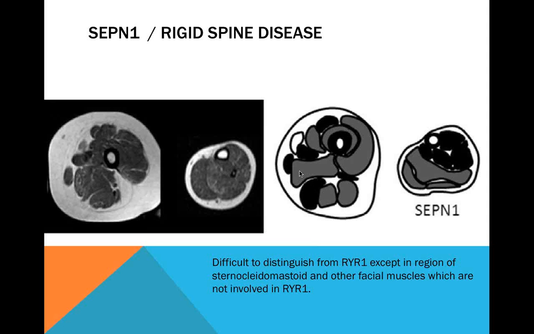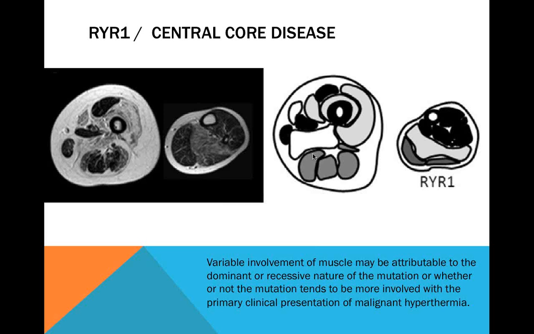One thing that we do pay attention to, in particular in SEPN1 cases, is sartorius involvement more so than gracilis involvement, and adductor longus sparing. But again, it's very difficult to distinguish this from RYR1. What you have to do is take this image into consideration with the clinical picture. So a SEPN1 patient typically looks pretty different from an RYR1 patient. So just based on imaging alone, I could tell you that it is difficult to distinguish these two.